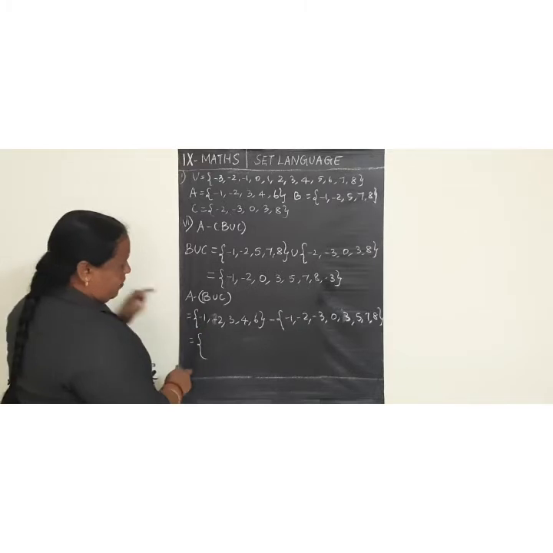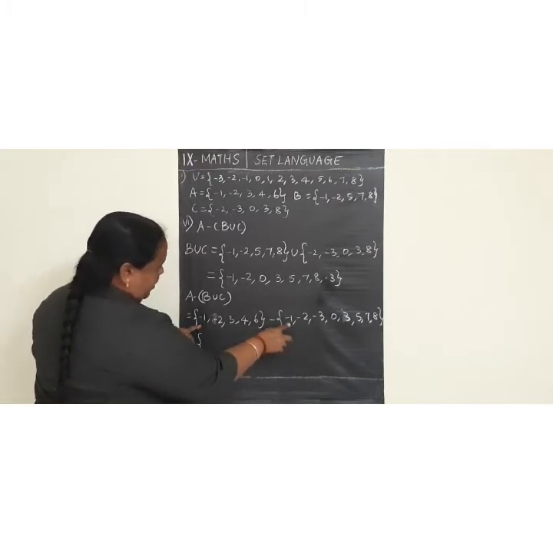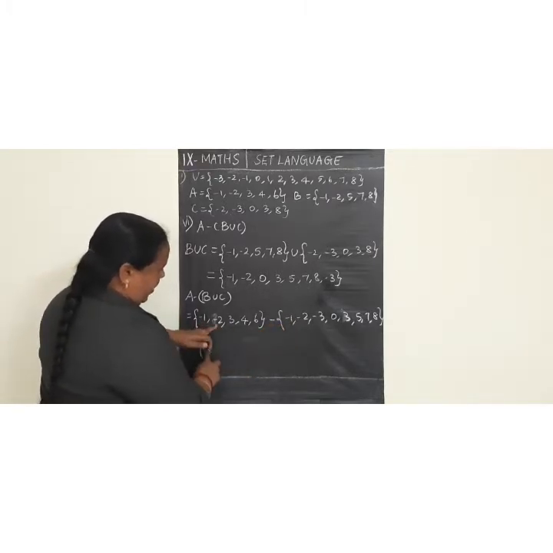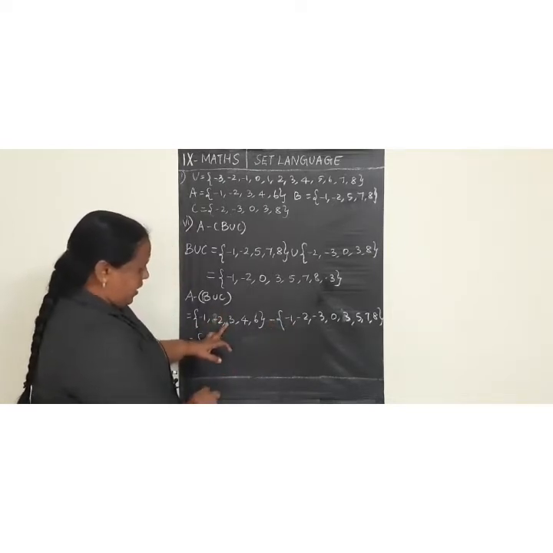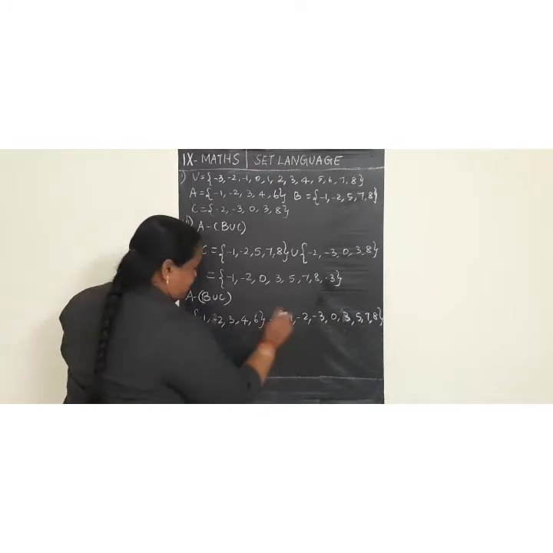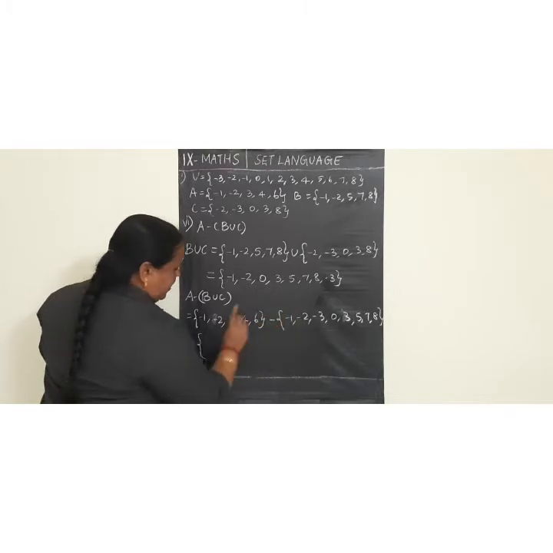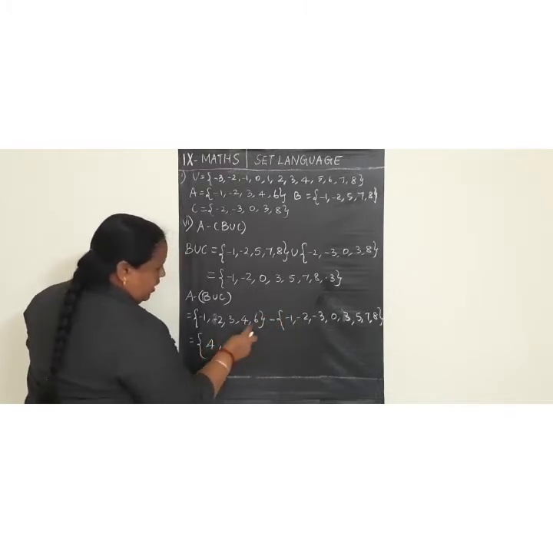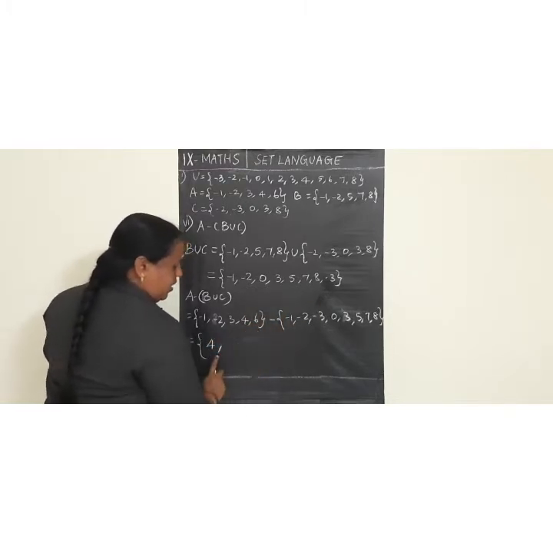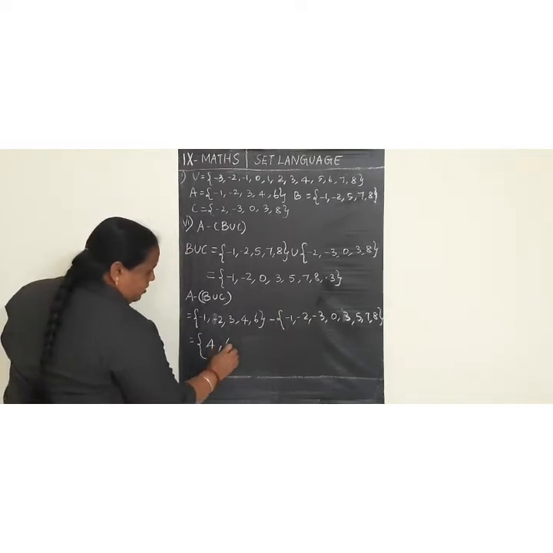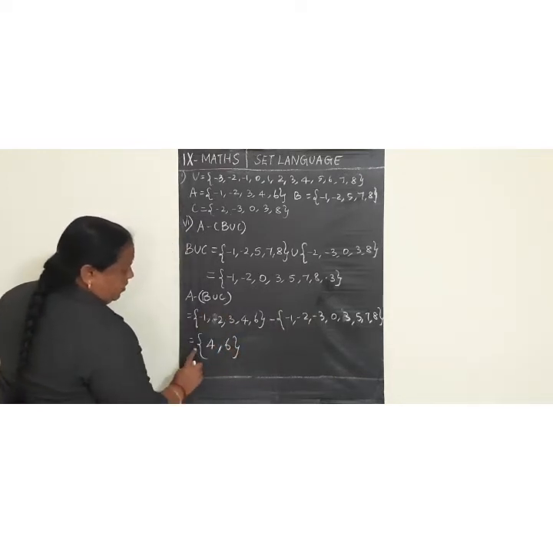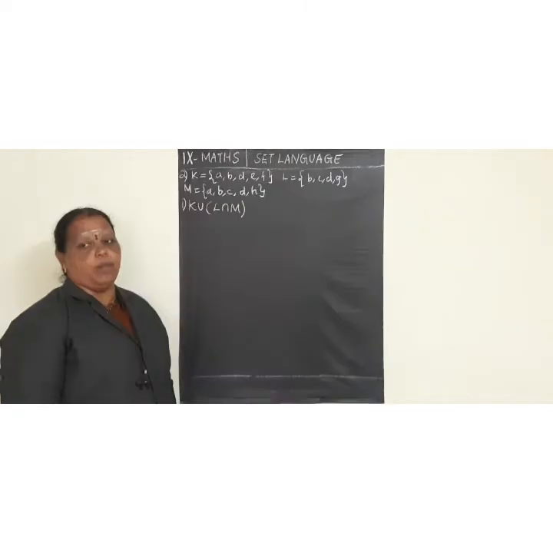The first element is minus 1. Minus 1 is there in the B union C, so we won't write that one. Next element is minus 2. Minus 2 is also there in the B union C, so we won't write that one. Next element is 3. 3 is also there in B union C. Next element is 4. 4 is not there, so we have to write 4. Next element is 6. 6 is not there, so we have to write 6. So A minus (B union C) is equal to {4, 6}.